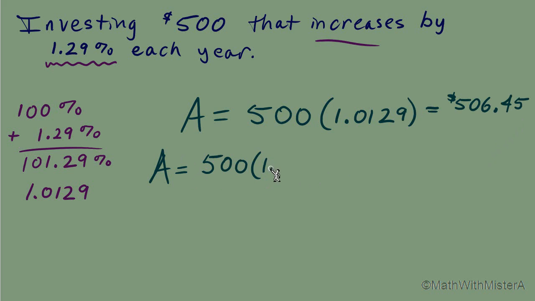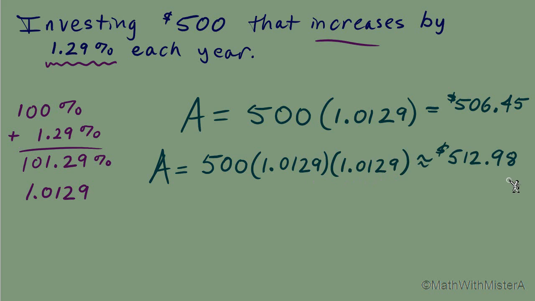If we want to know the value of this investment after a second year, that means starting with $500, we've multiplied by 1.0129 twice, for the first year and then again for the second year. This equals about $512.98. So an exponential model would be a way for us to show how we could calculate the value of this investment without specifically talking about a number of years.